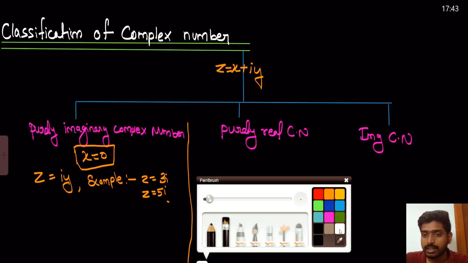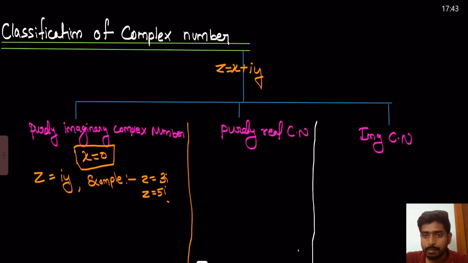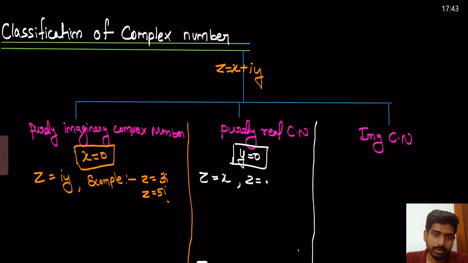Now if we see purely real complex number. Purely real means only x will be there, y will be 0. In this case, the imaginary part will be 0 and the complex number will be in the form z is equal to x. For example, z is equal to 3, z is equal to 7. These are the examples of purely real complex numbers.